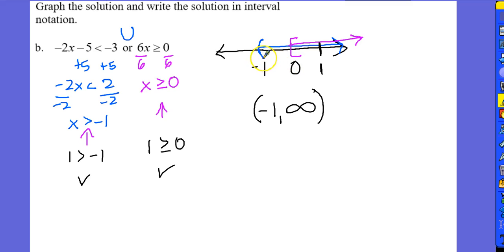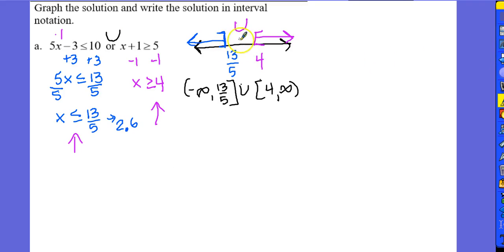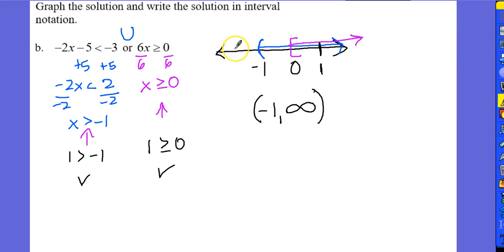So when unions overlap going in the same direction, that's fine. But you start with the smallest part of your graph, and you end at the largest part of your graph. There's no gap in this graph, like there is here. There's a gap right there. No color. No gap. Color, more color. No gap. Okay? So they can look like that.